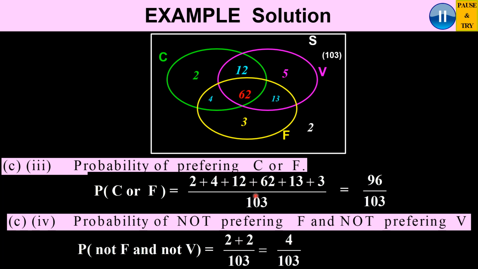If we had a question here, the probability of not eating fish and vegetables, then fish and vegetables would be these people here. That would be fish and vegetables. And not eating that would be the others that I would have there: the 5, the 12, the 2, the 4, the 3, and the 2.